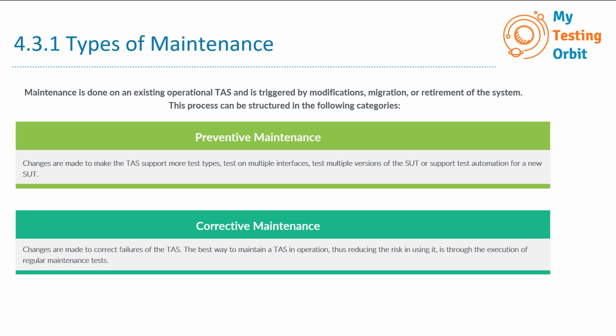Next, we have corrective maintenance. Changes are made to correct failures of the TAS. The best way to maintain a TAS in operation, thus reducing the risk in using it, is through the execution of regular maintenance tests. Okay, so let's picture this scenario. Your TAS is running smoothly, but suddenly a test execution fails. So you investigate and discover that it's due to a compatibility issue with the latest software update. You then make the necessary changes to fix the problem and get everything back on track.